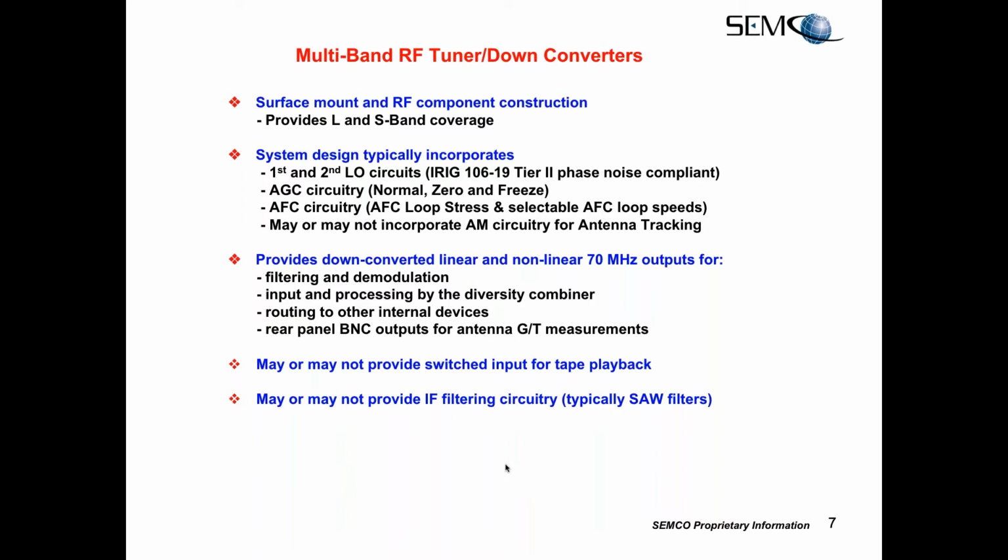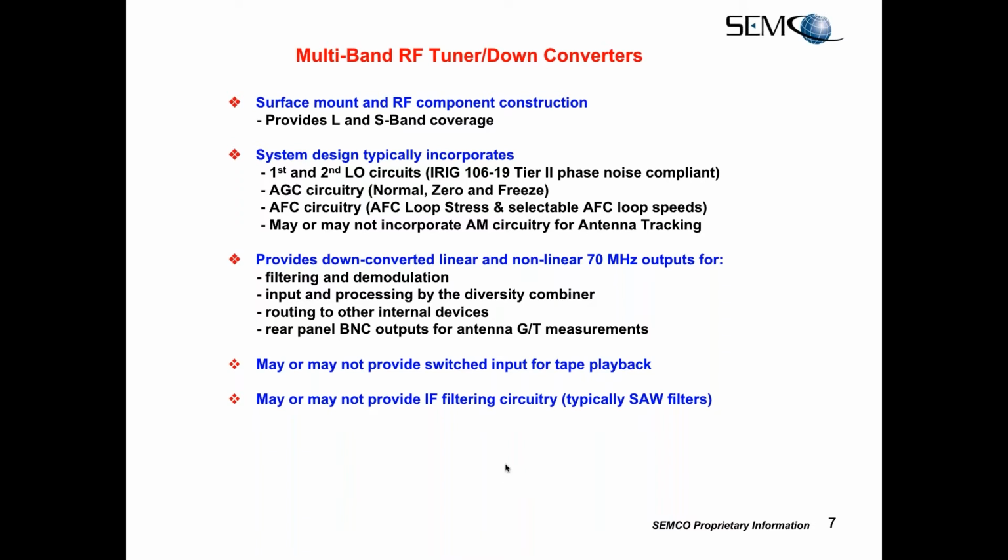So in a typical receiver, it's usually a dual superheterodyne design. You'll end up with two local oscillators, the first and second local oscillator. It's very, very important that the local oscillator be tier 2 phase noise compliant, in accordance with 106-19, a very important requirement when you're looking at a receiver. This really is important in terms of overall receiver performance.